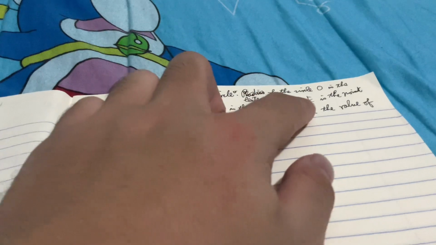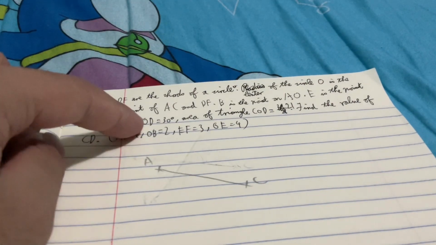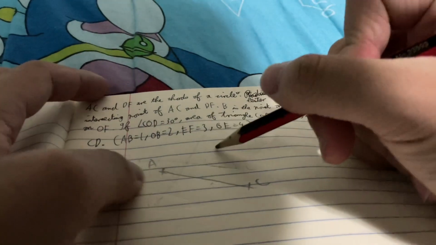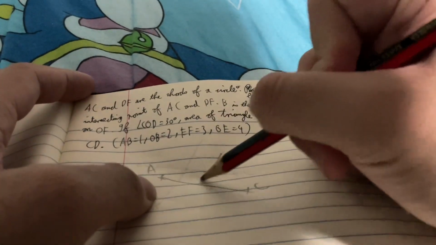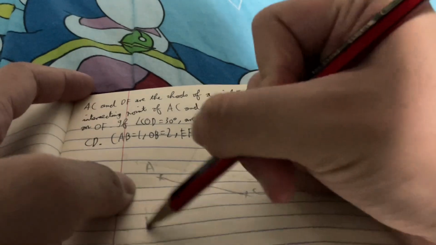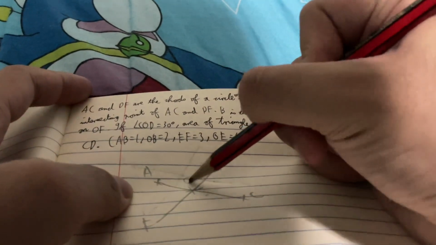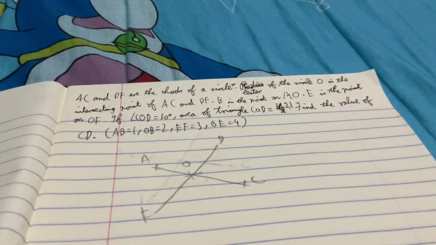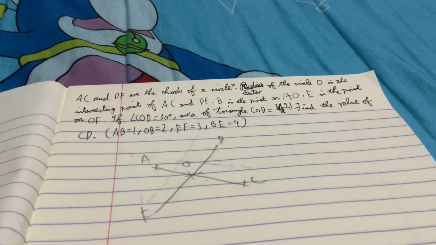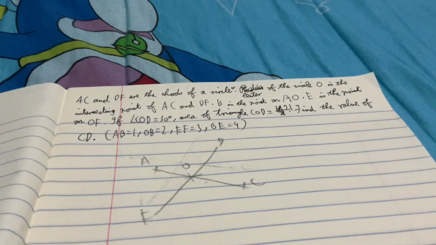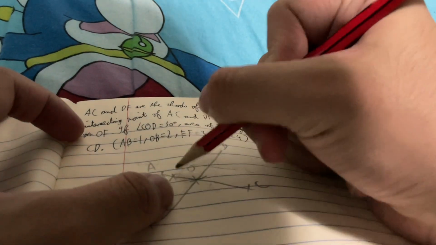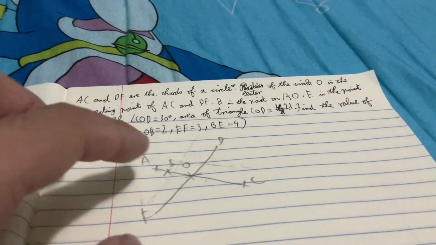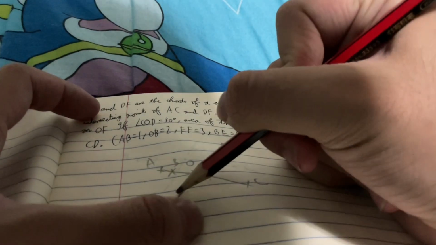The center of the circle O is the intersecting point of the chords AC and DF. So we can conclude that we have a chord DF here, and the intersecting point is the center of the circle O. So I'm going to label it as O. And then B is the point on AO, so I'm going to label it as B. And then E is the point on OF, so I'm going to label this as E.